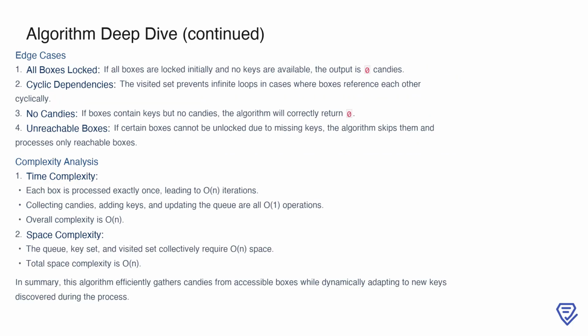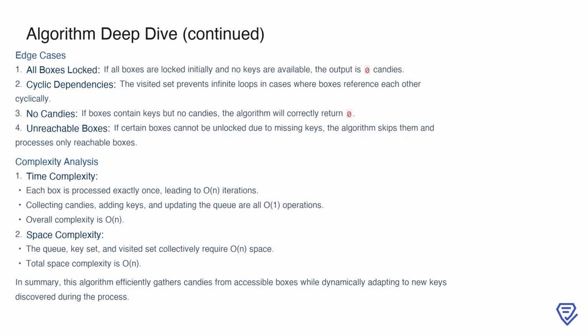When analyzing edge cases, there are a few scenarios to consider. If all boxes are locked initially and no keys are available, the algorithm will correctly return 0 candies, as no boxes can be opened. In cases of cyclic dependencies, where boxes reference each other in a loop, the visited set ensures that each box is only processed once, avoiding infinite loops. If boxes contain keys but no candies, the algorithm will still function correctly and return 0, as it focuses solely on the candies collected. Additionally, if certain boxes remain unreachable due to missing keys, the algorithm gracefully skips them and processes only the boxes that can be unlocked.